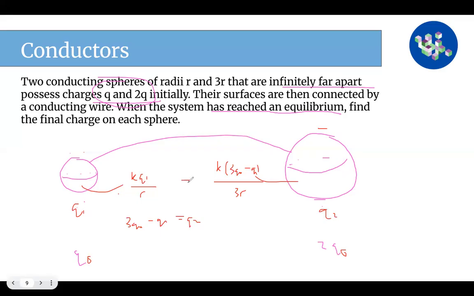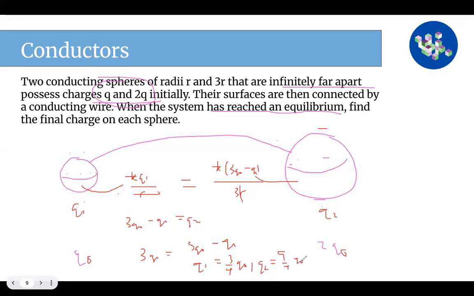Okay, and we need to equate these two, because we know these are equipotential surfaces when the system reaches an equilibrium. So if we just solve, the r cancels out, the K cancels out, and we just get 3Q1 equals 3Q0 minus Q1. And what we get is Q1 equals 3 over 4 Q0. And since Q1 plus Q2 equals 3Q0, we'll also know that Q2 equals 9 over 4 times Q0.